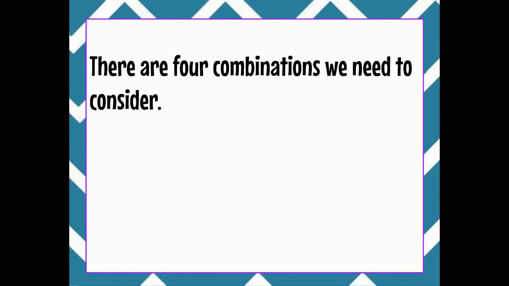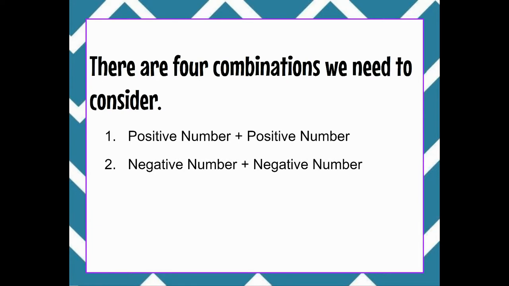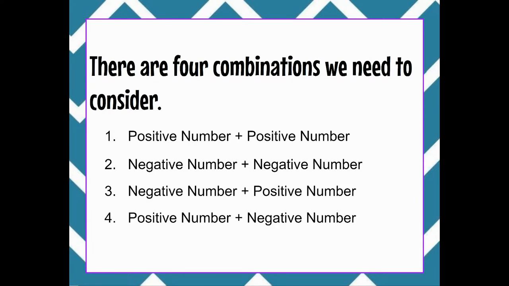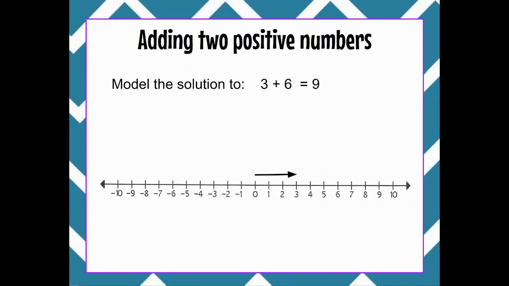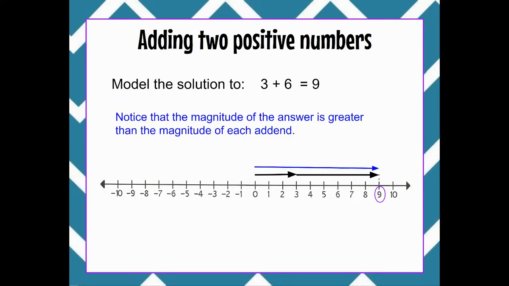There are four combinations we need to consider: a positive plus a positive, a negative plus a negative, a negative plus a positive, and a positive plus a negative number. Looking at adding two positive numbers, both of the arrows are pointing in the same direction, to the right. Did you notice that the length, the magnitude of the answer, is larger than the magnitude of each of the addends?